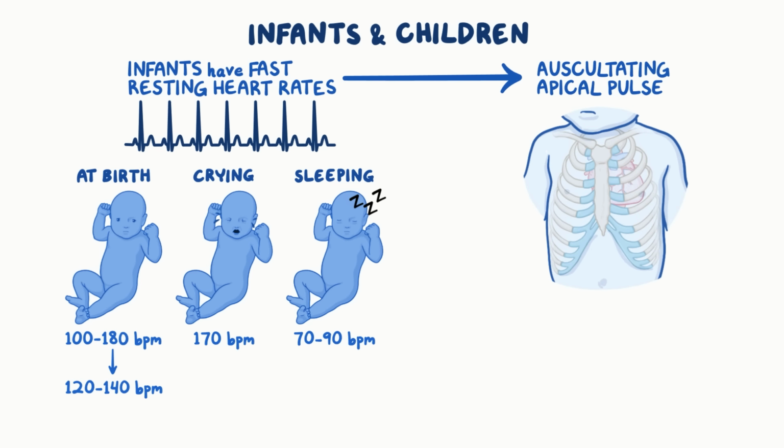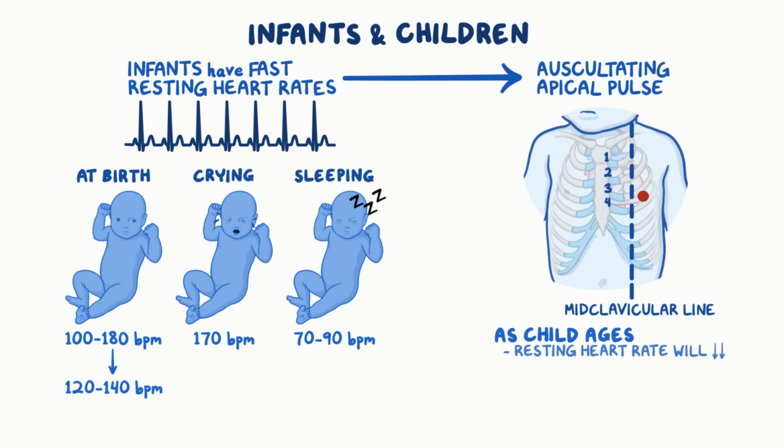Because of the fast heart rate, the easiest way to measure heart rate in infants is by auscultating the apical pulse. Infants also have a heart that's more horizontal than in adults. The apical pulse should be between the fourth intercostal space, just lateral to the midclavicular line. As a child ages, their resting heart rate will decrease until it stabilizes in adulthood.